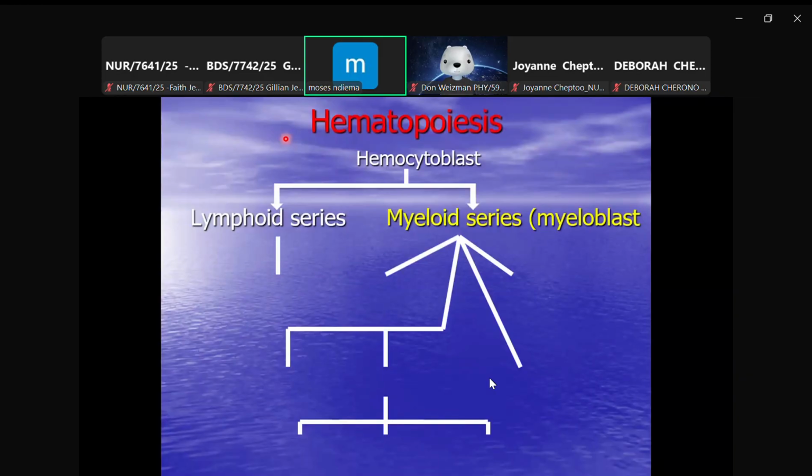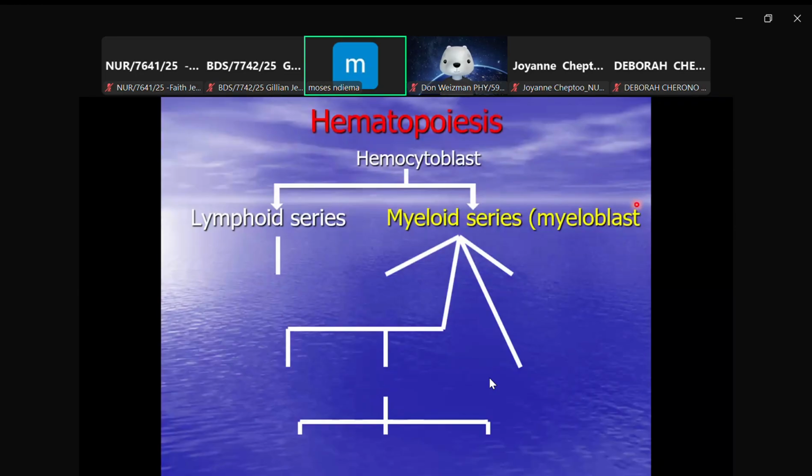On the other hand, we see these other bluish staining cells, which will be basophils, but we'll look at those later. So most of what you see here are actually the myeloid series. A few of these will be the erythroid series.